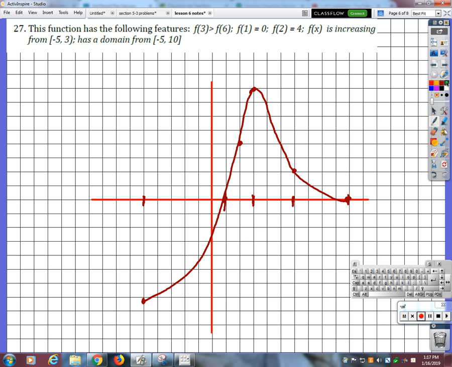All right, so once again, let's make sure, is f of 3 greater than f of 6? This is bigger than that, so yes. f of 1 equals 0, yes. f of 2 equals 4, yes. It's going up from negative 5 to 3, yes. And the whole thing is only from negative 5 to 10. Once again, meets all the criteria.